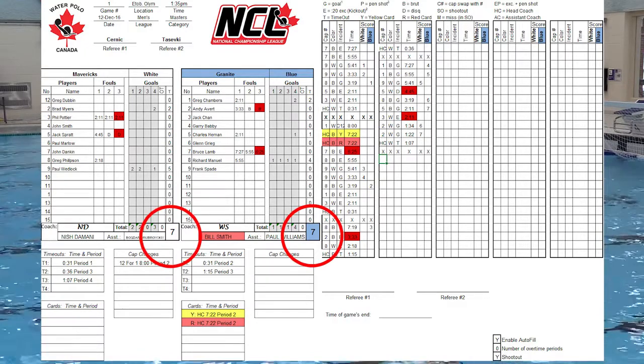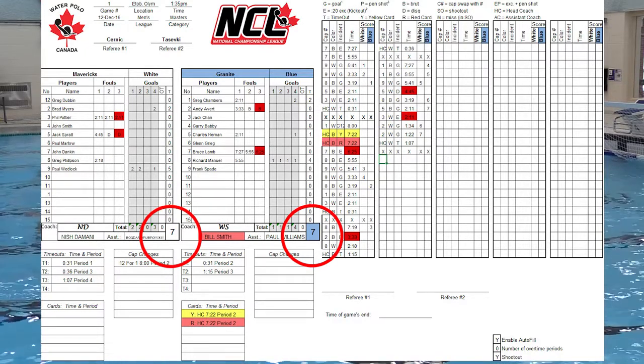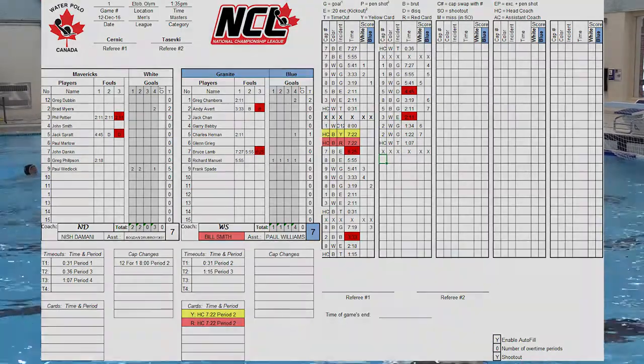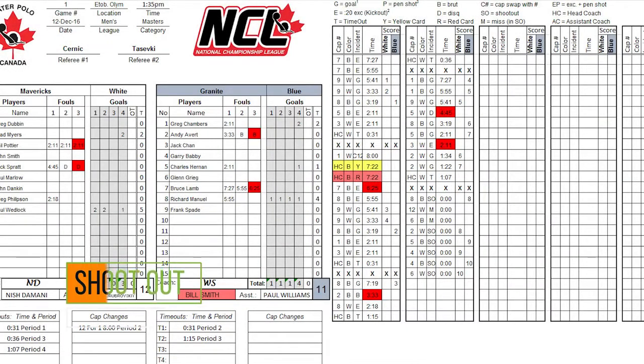Notice here, the game is tied at 7 goals each at the end of 4 quarters. In this case, the match is decided by a shootout. In a shootout, normally 5 players from each team are awarded 5-meter shots until there's a winner. In a shootout, each of the 5 players on both teams may get at least 1 turn to shoot.